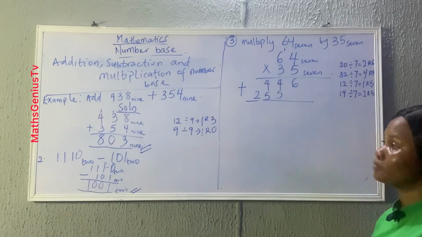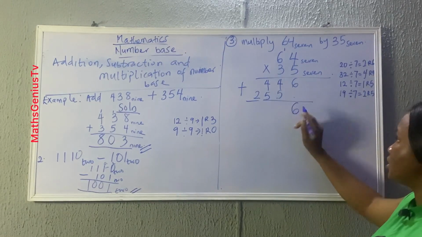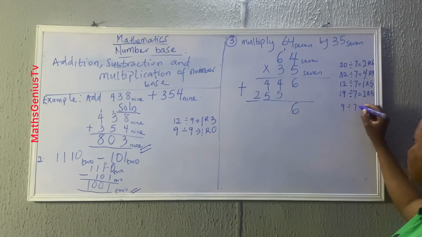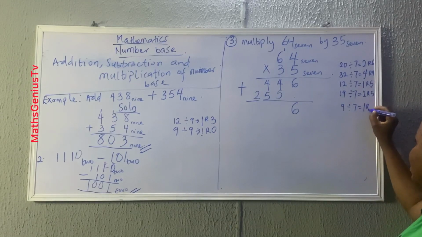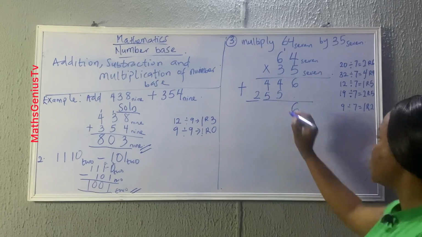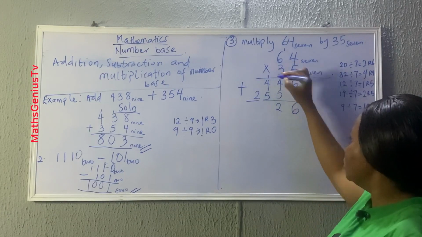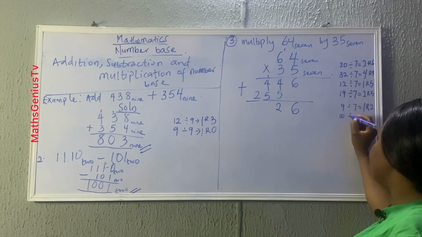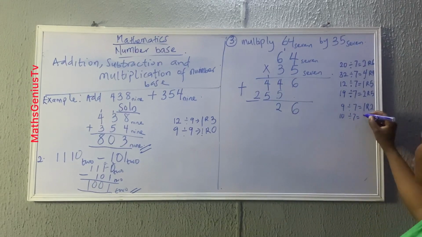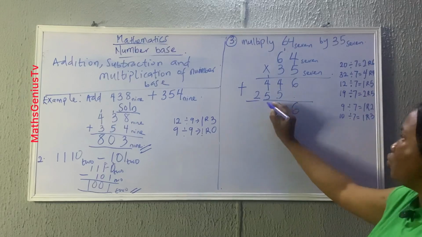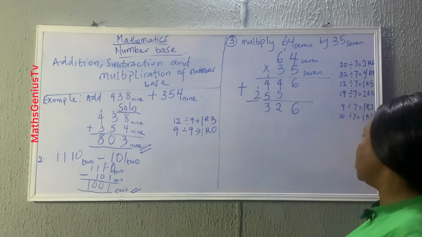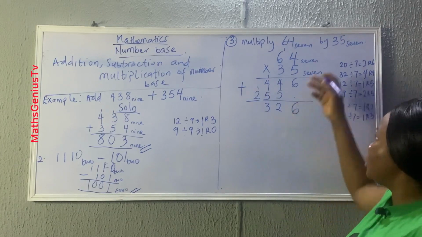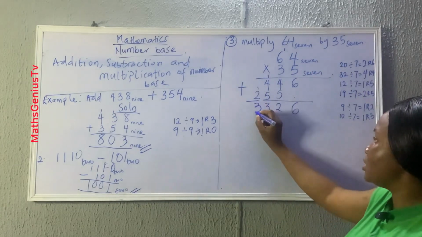Then we can add. 6 plus nothing is 6. 4 plus 5 is 9. 9 divided by 7 again gave us 1, remainder 2. So we have 2, we keep our 1. 5 plus 4, 9, plus 1, 10. 10 divided by 7 is 1, remainder 3. We write our remainder, we keep 1. 2 plus 1, 3. Since 3 is still under the range of 7, we have it as 3.